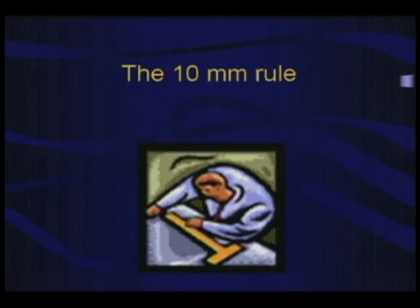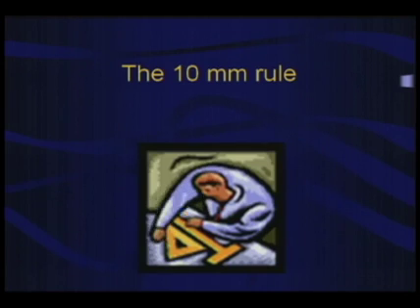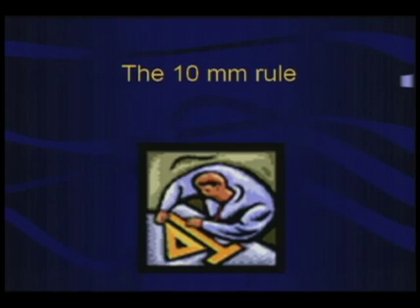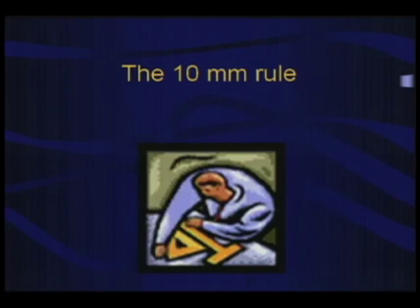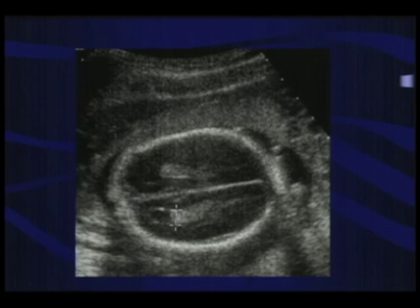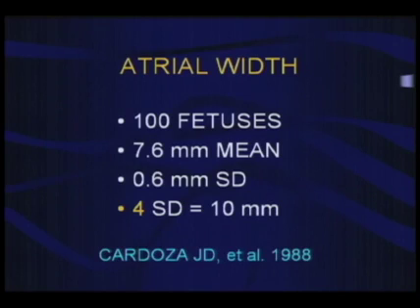There's a rule out there, it's the 10 millimeter rule. I'd like to go back and talk a little bit about how that 10 millimeter rule got started and basically what this 10 millimeter rule means. First publication on the width of the lateral ventricle was done by Cardozo out of San Francisco, and he came up looking at the atrium of the lateral ventricle. So he would look at that atrium, came up with 100 fetuses, had a mean of 7.6 millimeters throughout pregnancy with a standard deviation of 0.6 millimeters.